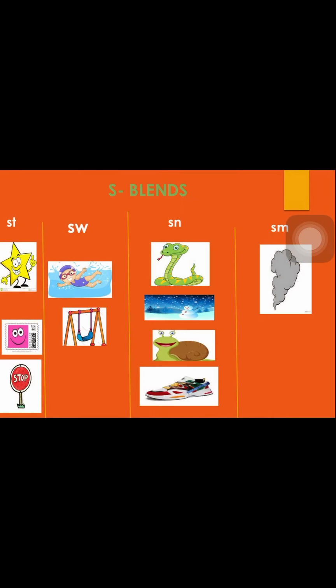We will see all again. Okay, look here. St sounds like star, stamp, stop. What is the beginning sound for all these words? The beginning sound is st. We have also swim and swing. So what is the beginning sound? Sw. We have snake, snow, snail, snicker. What is the beginning sound? Sn. Smoke. What is the beginning sound? Sm.